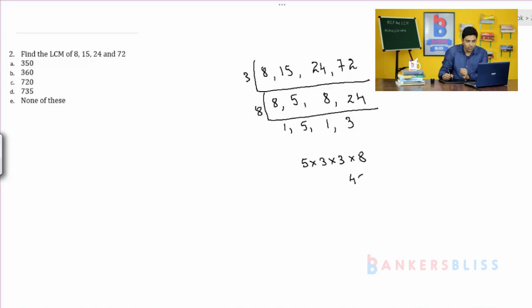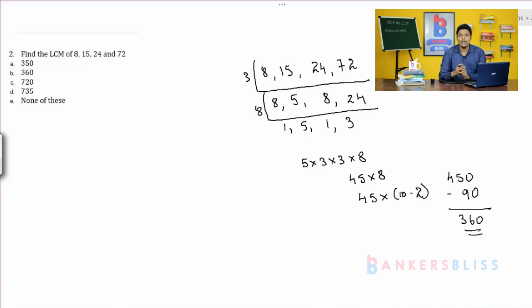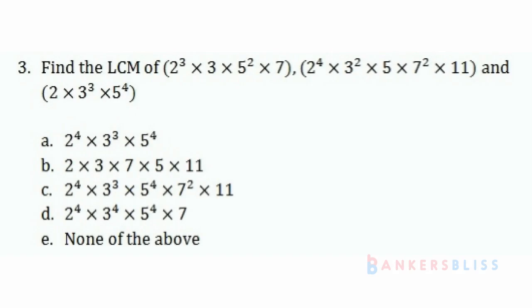45 into 8, instead of multiplying like this, you do it like this: 45 into 10 minus 2. This has to be done in your mind. You should not use paper and pencil for this calculation. So 45 into 10 is 450, minus 90, which is 45 into 2. So your answer is 360. Therefore, the LCM for the numbers 8, 15, 24 and 72 is 360. Option B is the right answer. Find the LCM of 2 cube into 3 into 5 square into 7 as a number.